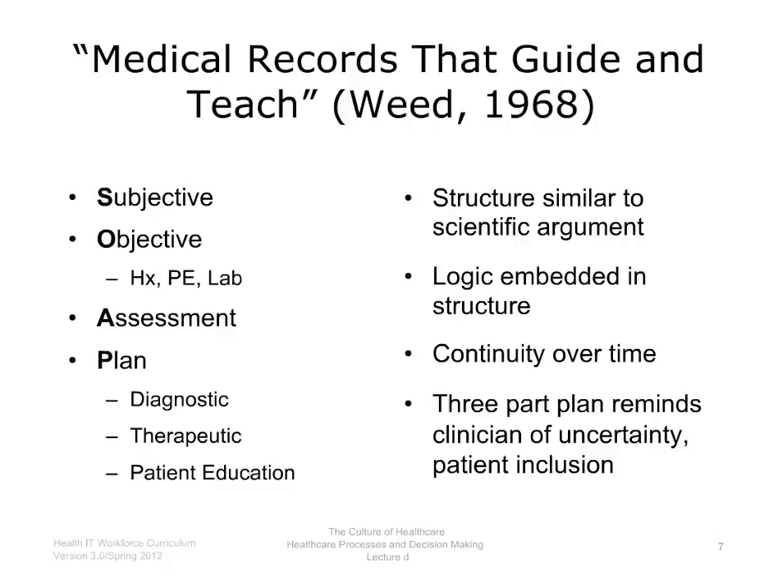Another aim of this system is to produce continuity over time. Weed suggested that each problem be given a specific number, and that these numbers be used in each case that addresses this problem, so that a particular condition can be followed over time. As predicted by Weed at the time, electronic medical records make this continuity much easier to achieve.